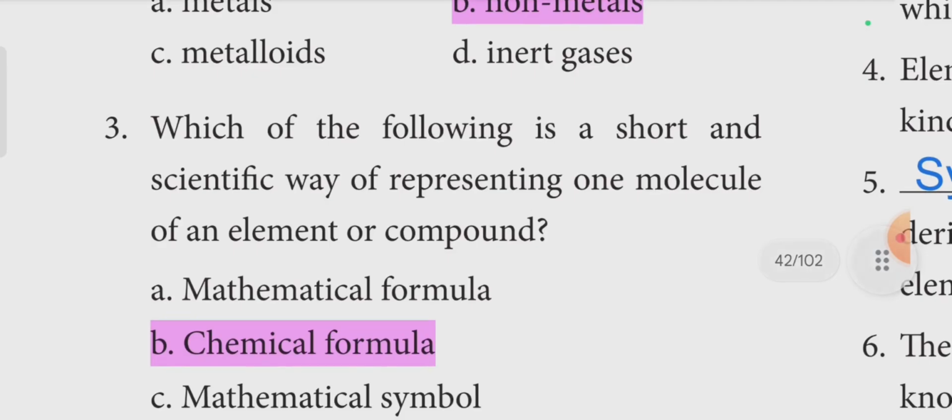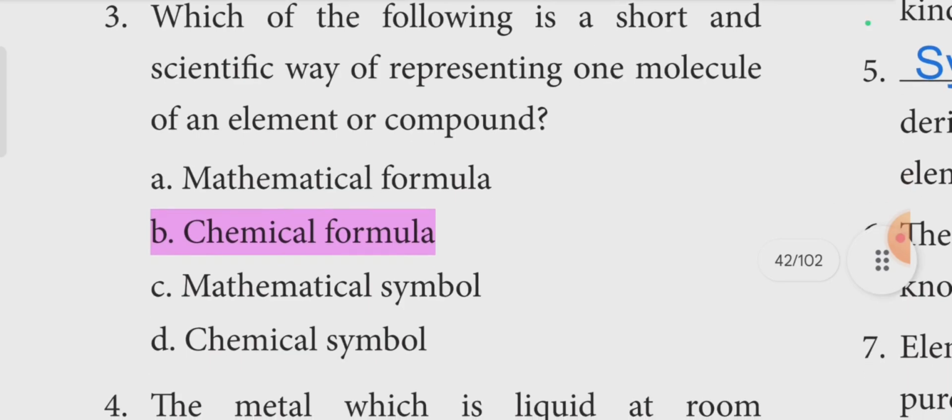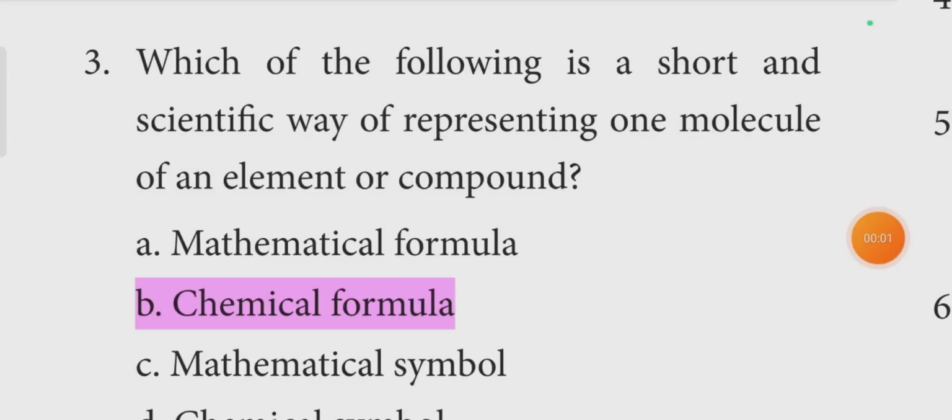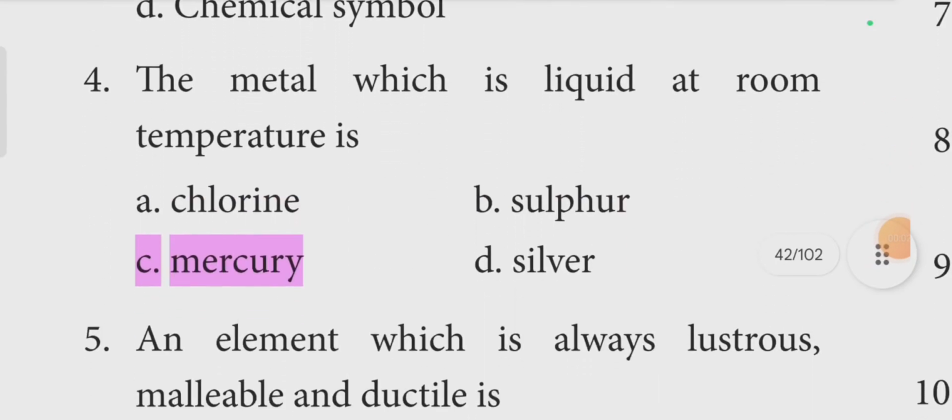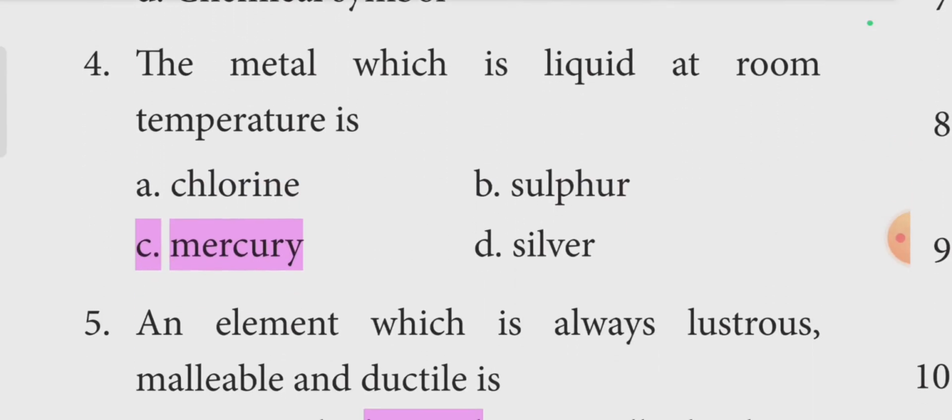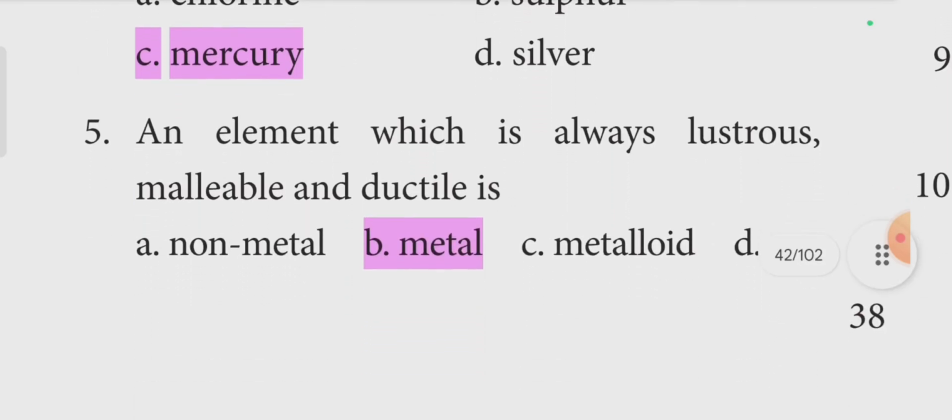Third one, which of the following is a short and scientific way of representing a molecule? Answer option B, chemical formula. Next, fourth one, the metal which is liquid at room temperature is answer option C, mercury. Fifth one, an element which is always lustrous, malleable and ductile is answer option B, metal.